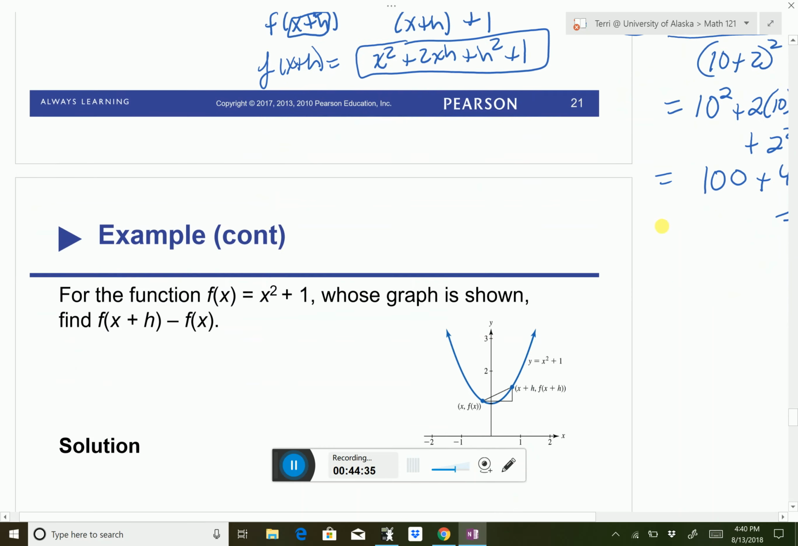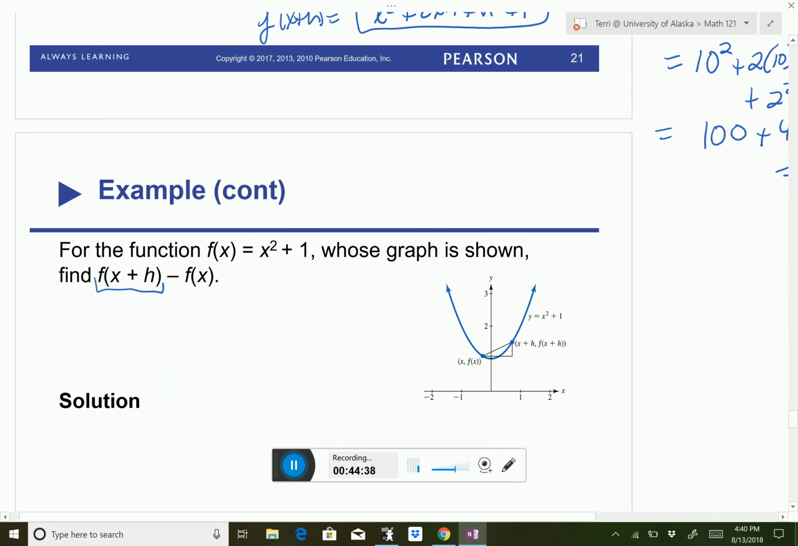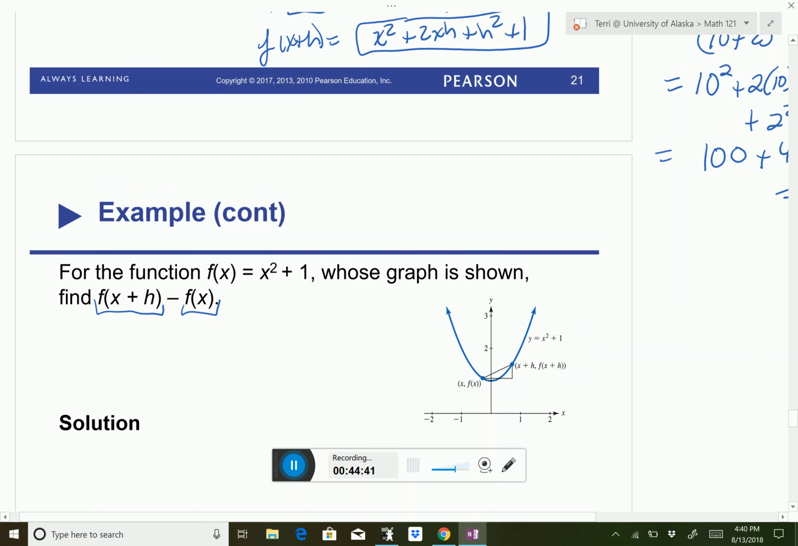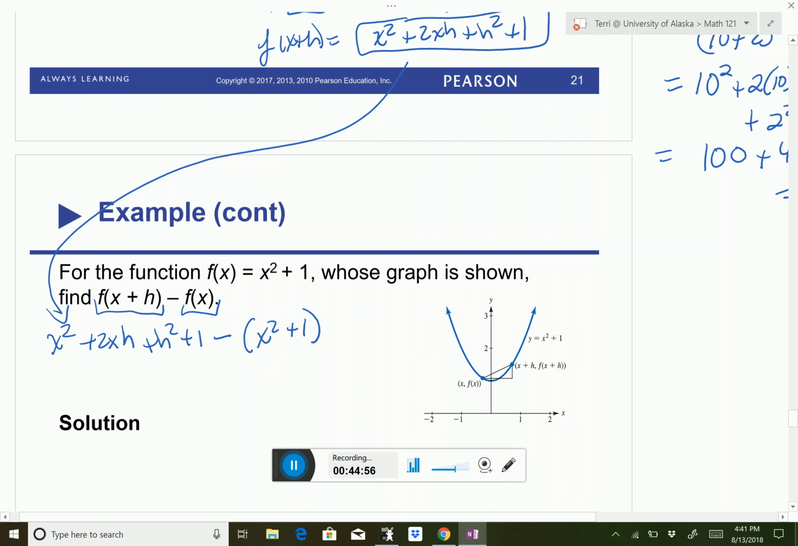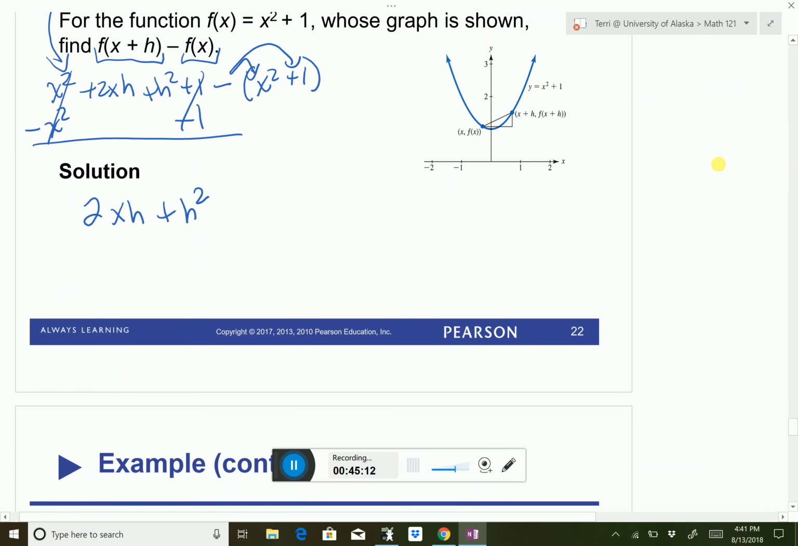So now I want f of x plus h minus f of x. So let's write this down. x squared plus 2xh plus h squared plus 1, that just comes from right here, minus the quantity x squared plus 1. So we have to be really careful. We have to put that in parentheses, because we have to distribute the negative. So that actually means minus x squared minus 1. Well, these cancel away, and we end up with 2xh plus h squared. That's nice. So now that's that part.